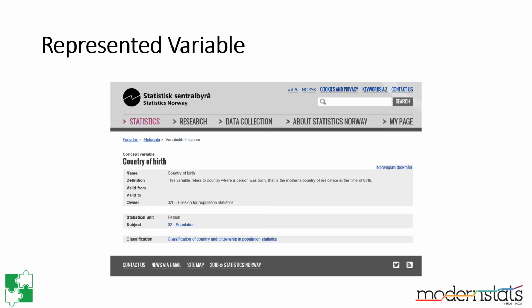This is another example from Statistics Norway. This is a represented variable. The variable is country of birth. And the definition is this variable refers to country where a person was born. That is the mother's country of residence at the time of birth. The unit type is person. The value domain is the classification of country and citizenship in population statistics. You have the variable and you have added a value domain.